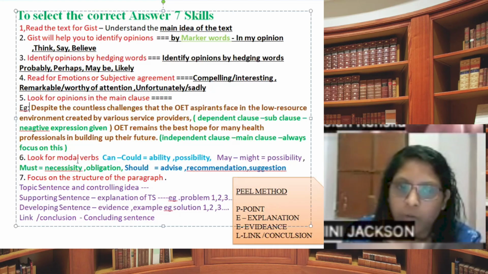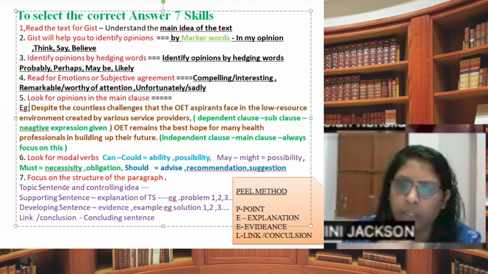Then next one is look for the modals, where we already know that can, could will be ability or possibility, may, might will be a possibility, must will be necessity and obligation, should will be advice, recommendation and suggestions. Then the last one is to focus on the paragraph structure. Always father will tell that we need to focus on the paragraph structure. Once the paragraph structure is understood very well, we are able to correlate with the other options.